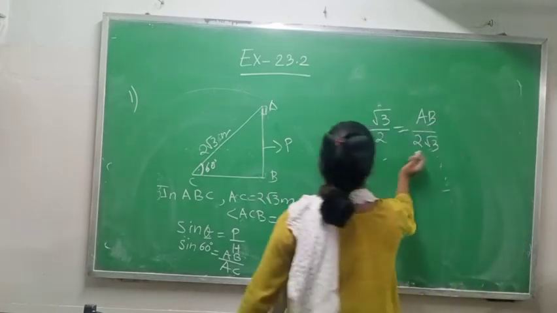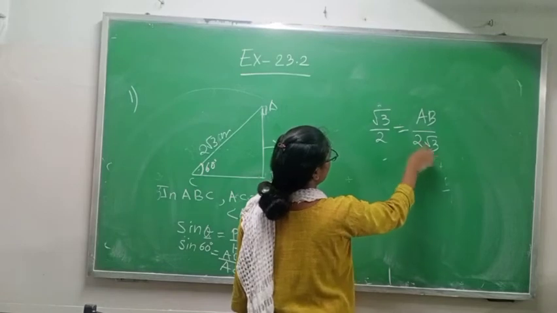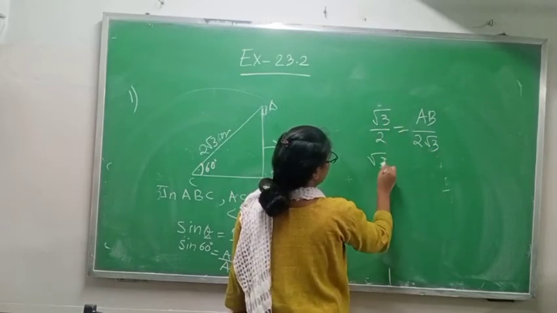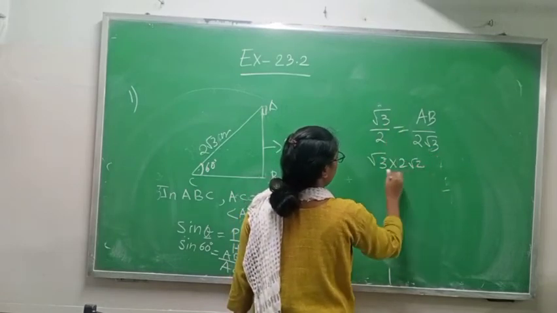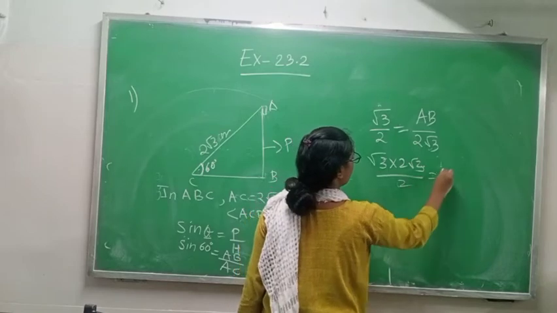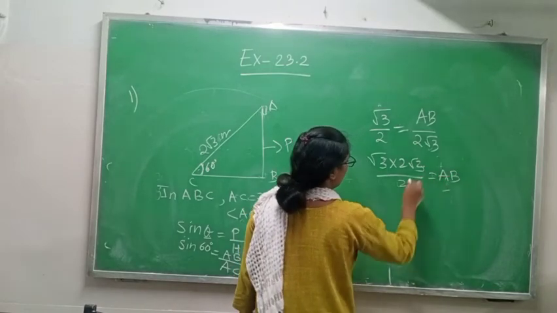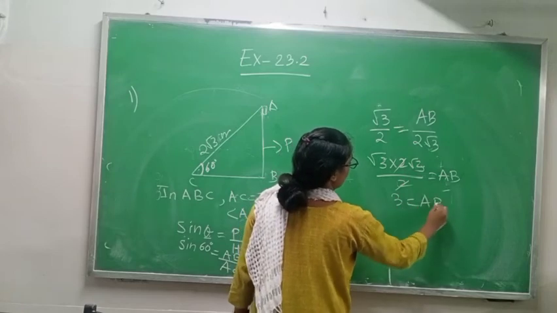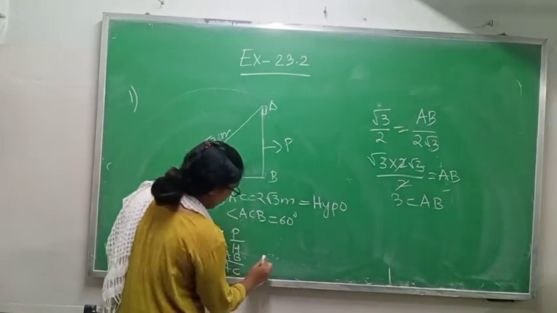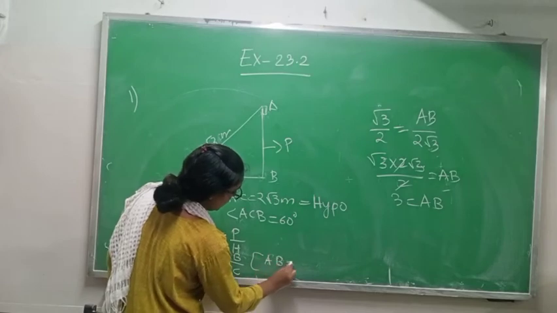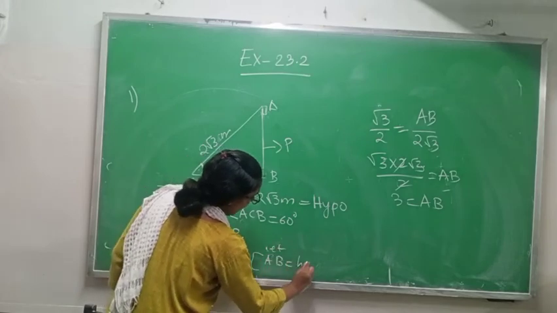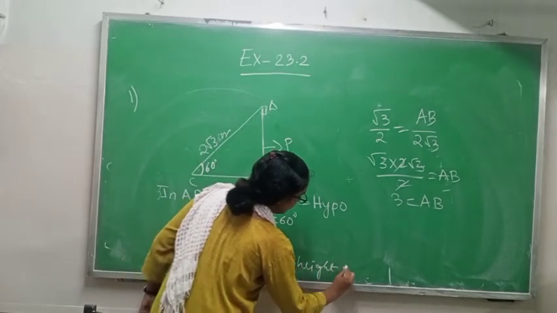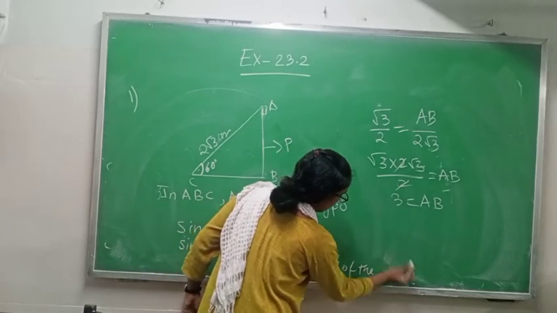Okay. Now you will do cross multiplication. This 2 root 3 will come here. Root 3 into 2 root 3 by 2 equals AB. Now 2 will cancel. Root 3 into root 3 will give you 3. AB equals 3 meter. And please write here, let AB equal the height of the window from the ground.